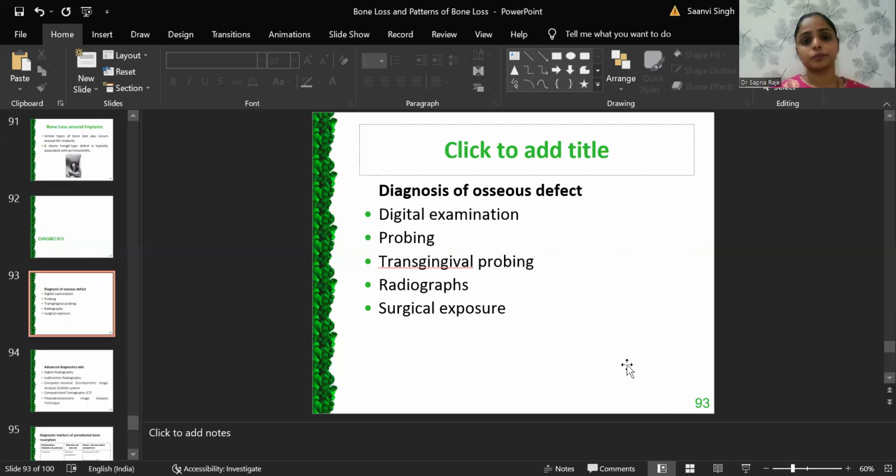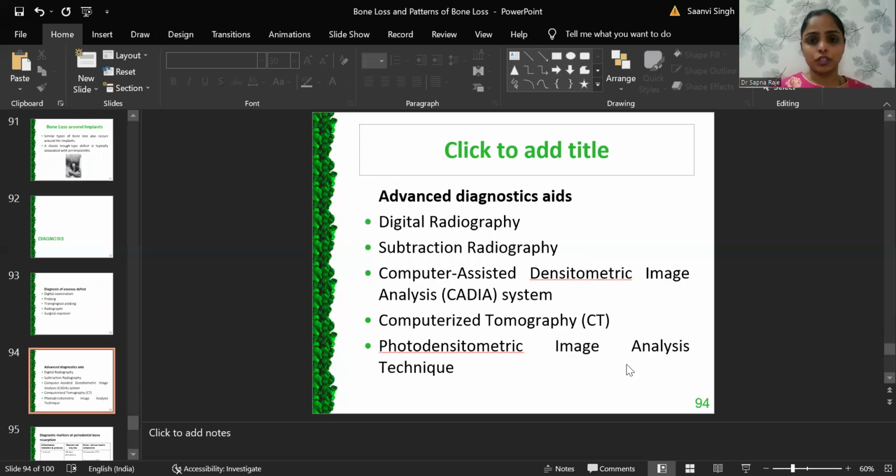Coming to diagnosis: how you should diagnose the osseous defects. First you should do the digital examination, then probing, transgingival probing, radiographs and surgical exposure. Advanced diagnostic aids: digital radiography, subtraction radiography, computer assisted densitometric image analysis system, computerized tomography, photodensitometric image analysis technique.